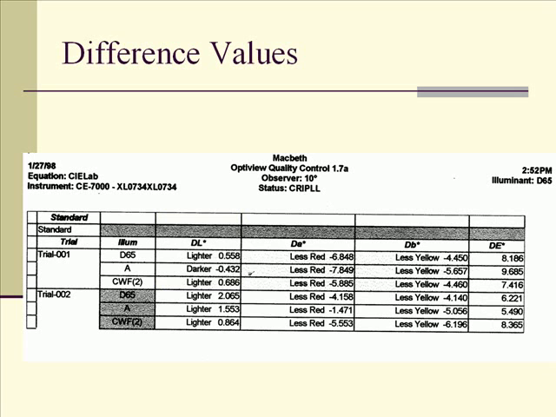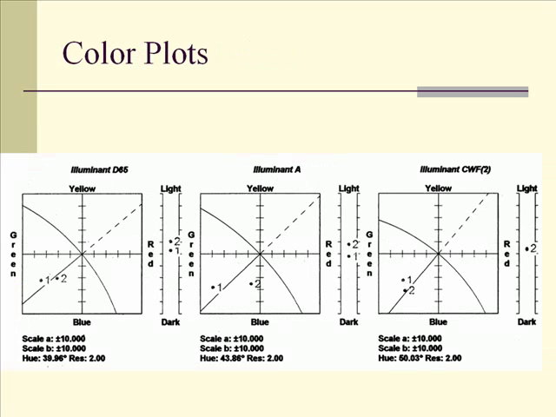And then we have another trial, and we have some different numbers. That's the output you can get from the spectrophotometer, and you can look at a couple trials right here. This is the same information that was on the previous slide for those spectral curves. And then finally, here are some color plots. This actually shows a different plot for the three different light sources. We have our D65 on the left, A in the middle, and cool white fluorescent on the right. And you can see they're a little bit different for each light source.